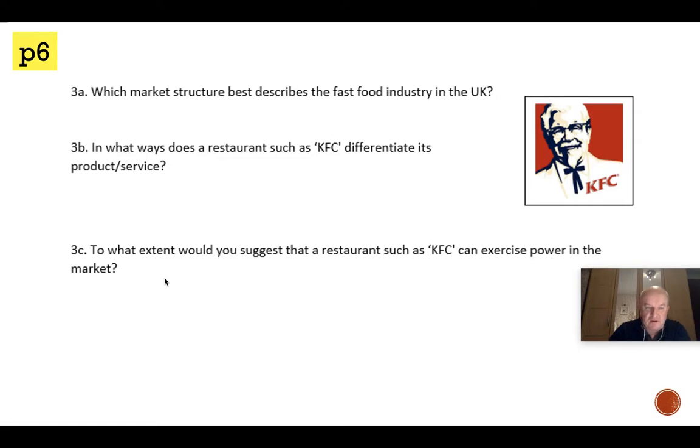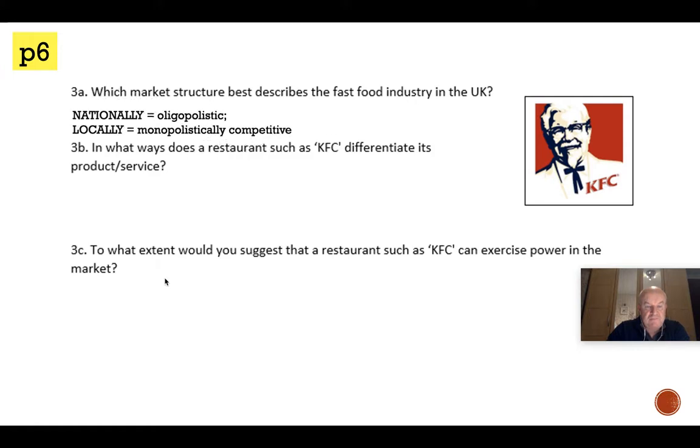Okay. So first things first then, which market structure best describes the fast food industry in the UK? So give yourself a bit of chance and go and do a little bit of research, or go on the internet and find out what market structures are considered to be the fast food industry in the UK, and why, what sort of characteristics does it exhibit? And then we'll run through some of the answers, okay?